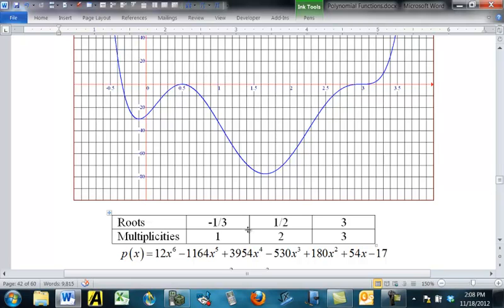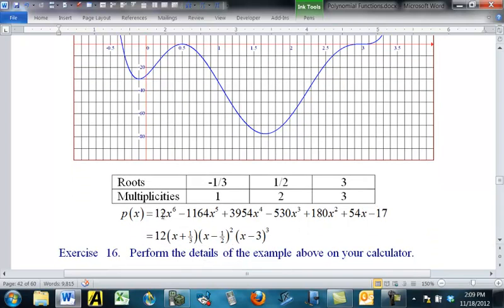Now, because of the shape of the graph, you know this one's multiplicity 1. It goes straight through. This one touches and turns around. That's multiplicity 2. This one's multiplicity 3. That totals up to 6. So that means we know what the factored version is. Still the same leading coefficient of 12. We get x plus 1/3, x minus 1/2, and x minus 3, and the powers of the multiplicities here, 1, 2, and 3. Again, let this one be y1, the original, let y2 be the new one, and check your table to make sure there's no mistakes there.